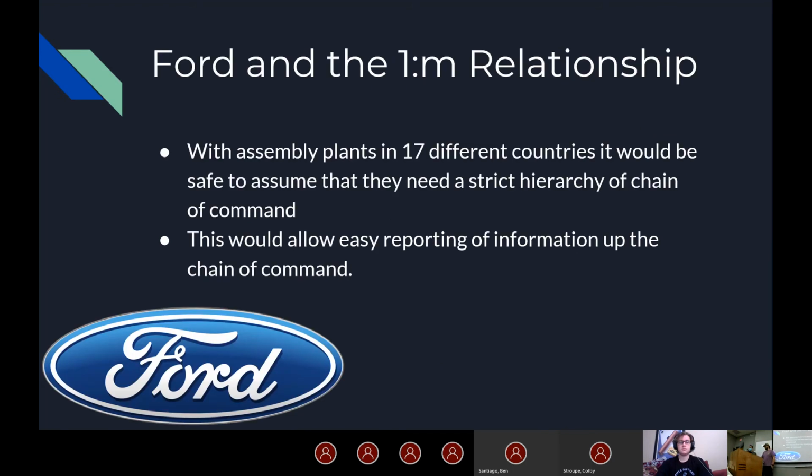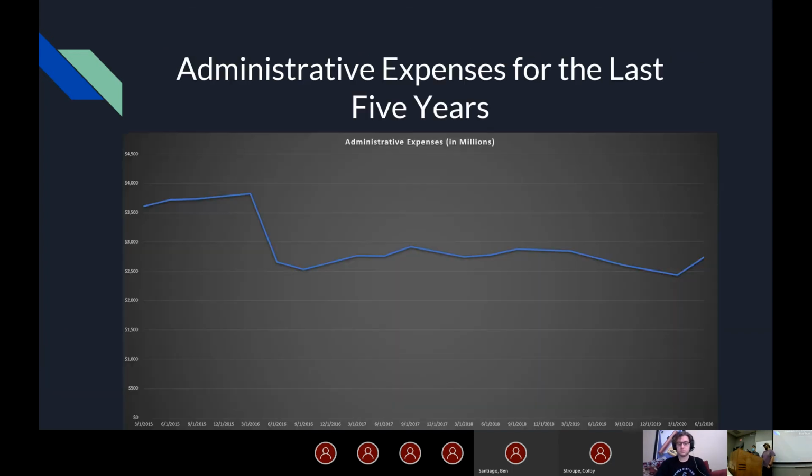Our case example for companies that use the one-to-many relationship is Ford. They have assembly plants in 17 different countries, and with that knowledge, it would be safe to assume that they need a strict hierarchy of chain of command, because this allows easier reporting of information up the chain of command. We'll take Ford as a whole. They'd be a one-to-many to all of their plants. Inside the plant, it'd be the plant to an overall plant manager, the plant manager to the people under him, and then down to the floor level. That way it just stays nice and neat throughout the whole entire database.